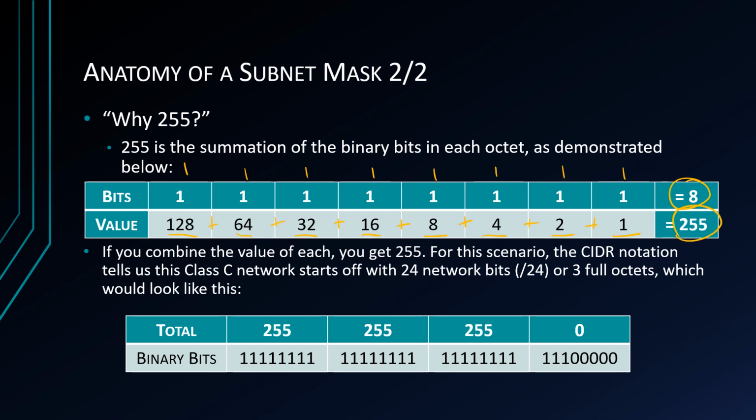All together equals 255. So since we're borrowing 3 in this example, that would be 128, because we're starting from the front, plus 64 plus 32. That's 224. And that's how we end up with this right here.